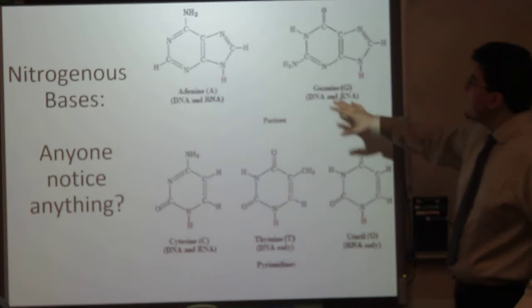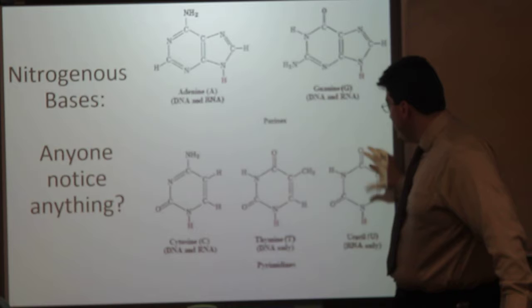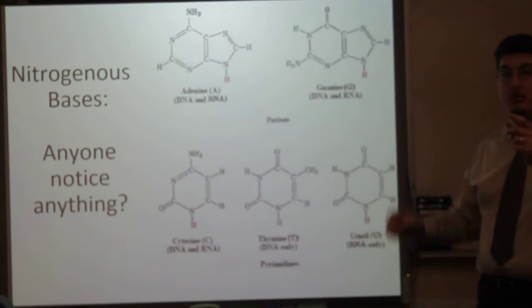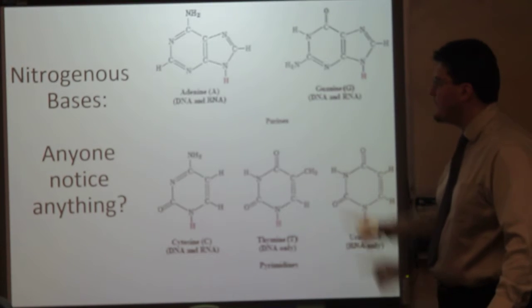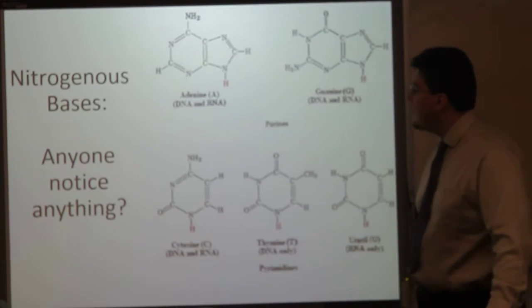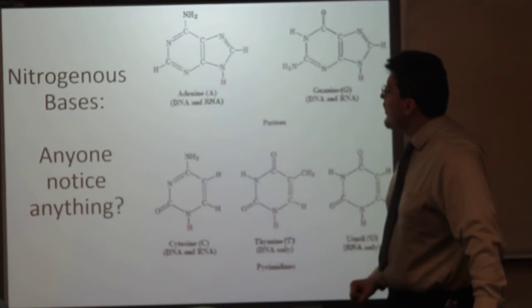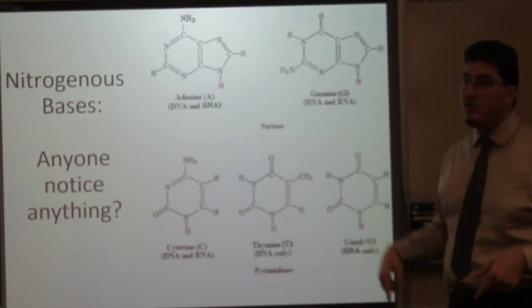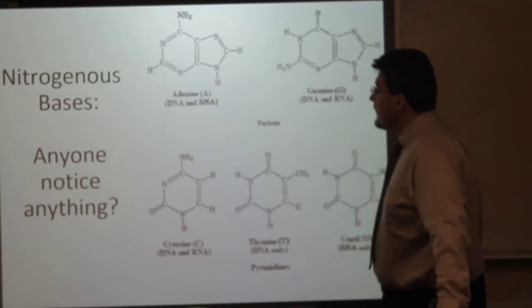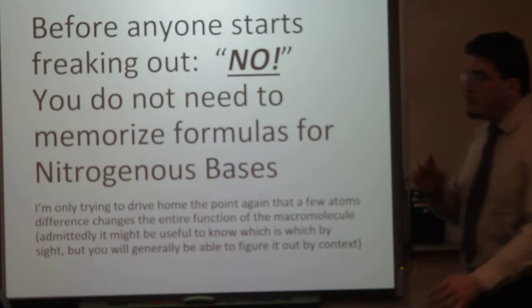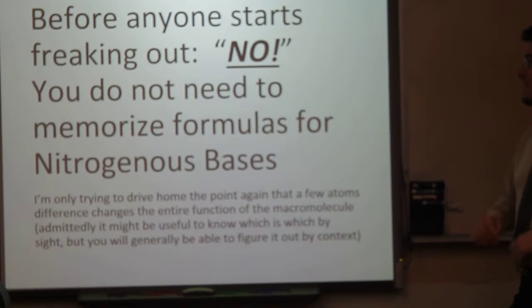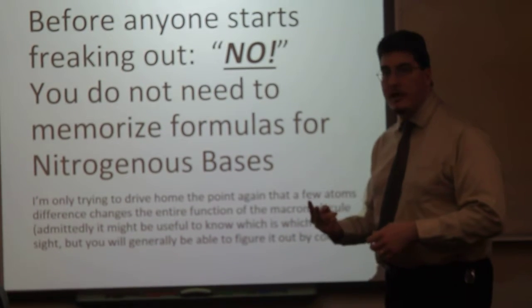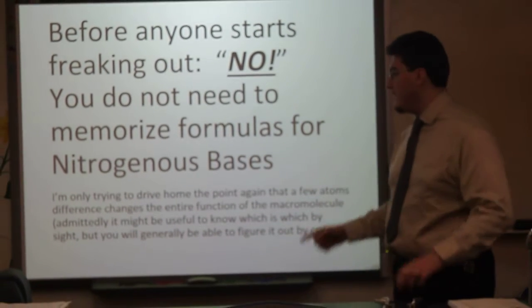This means adenine can only pair with thymine and uracil, making 3 rings total distance between the chains of nucleic acid. And cytosine can only pair with guanine, 3 rings of distance between the 2 backbones of DNA. Now, you do not need to memorize the nitrogenous base formulas. I only want to drive home the point that purines have 2 rings and pyrimidines have 1 ring.